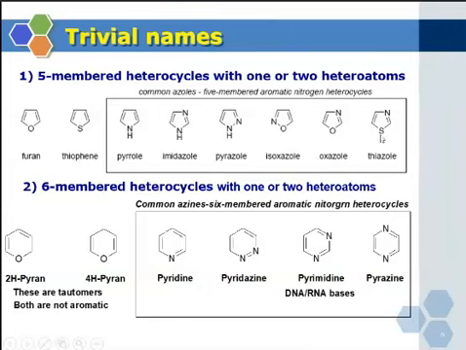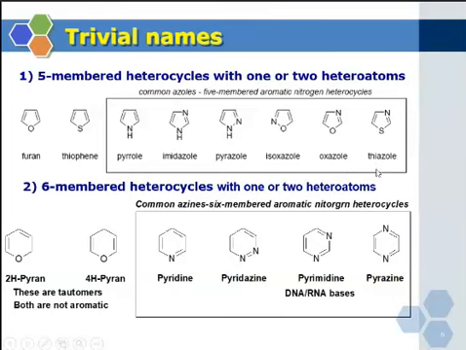If sulfur and nitrogen both are present in the 5-membered heterocyclic ring and their relative position is 1, 3, in that case, the common name given to the heterocyclic ring is thiazole. So, the common 5-membered heterocyclic rings include furan, thiophene, pyrrole, imidazole, pyrazole, isoxazole, oxazole, and thiazole.